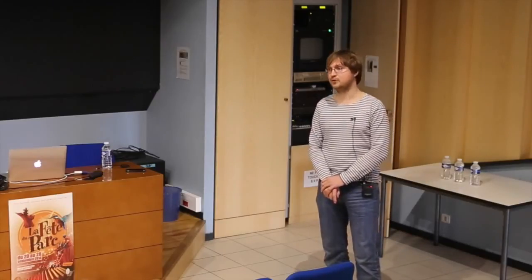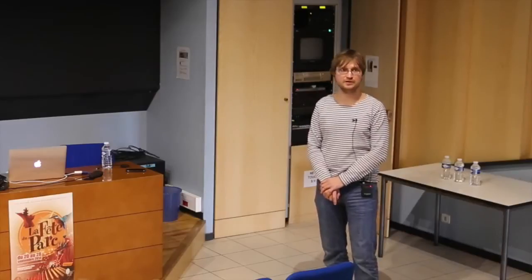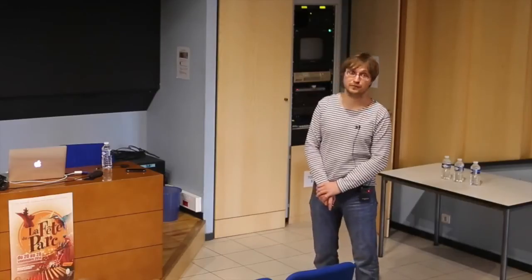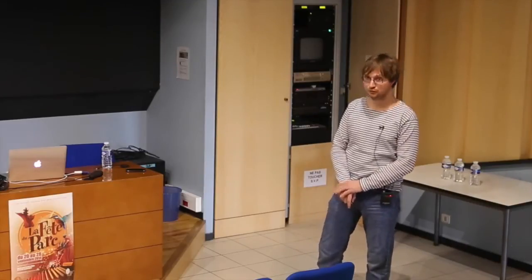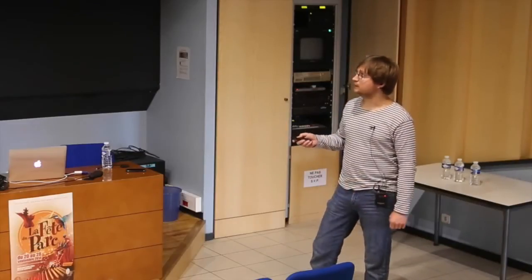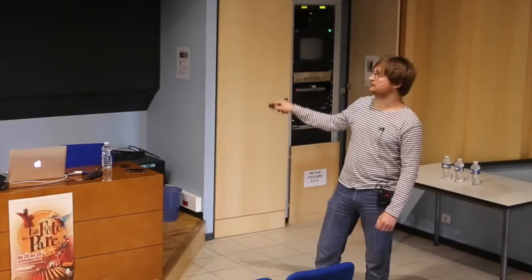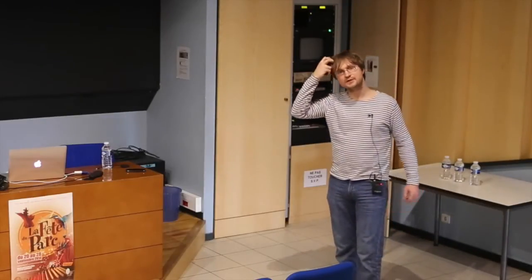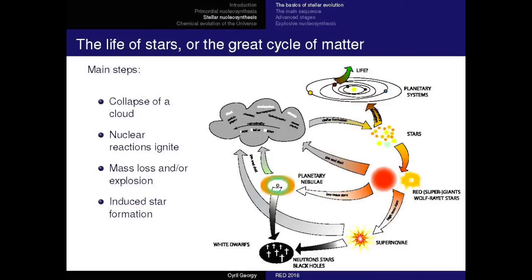So for people that come from other fields, it can be a bit strange to know that, I don't know, carbon is a metal or xenon is a metal or things like that. But for us, everything that is not hydrogen and helium is generally called a metal. And that's why generally this big cycle here will contribute to increasing the metallicity of the universe.